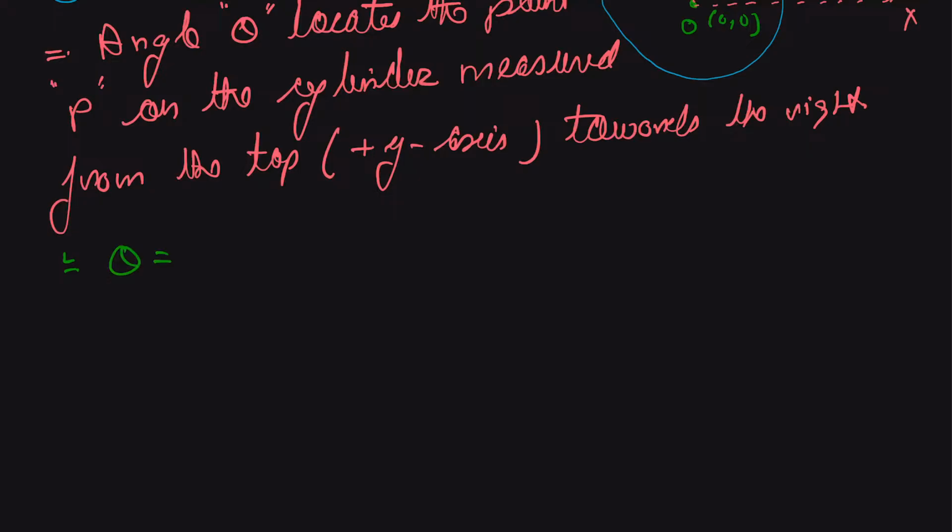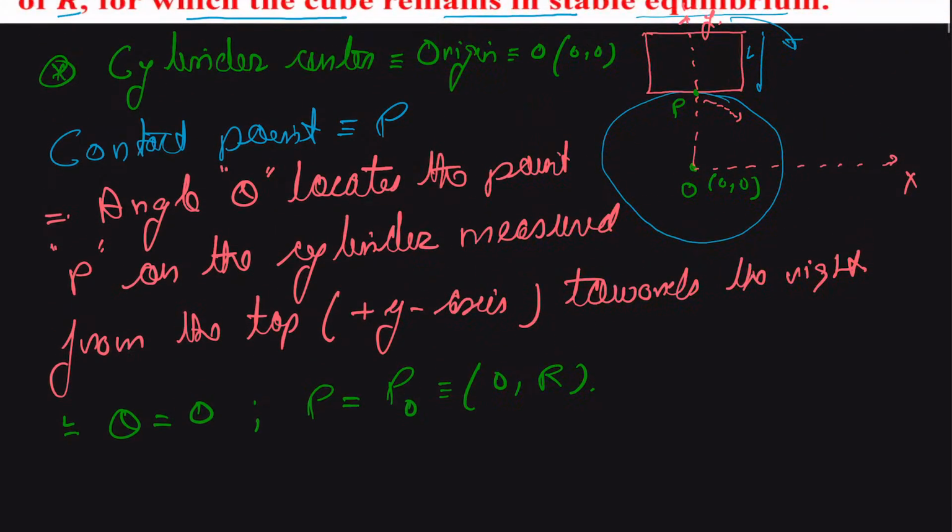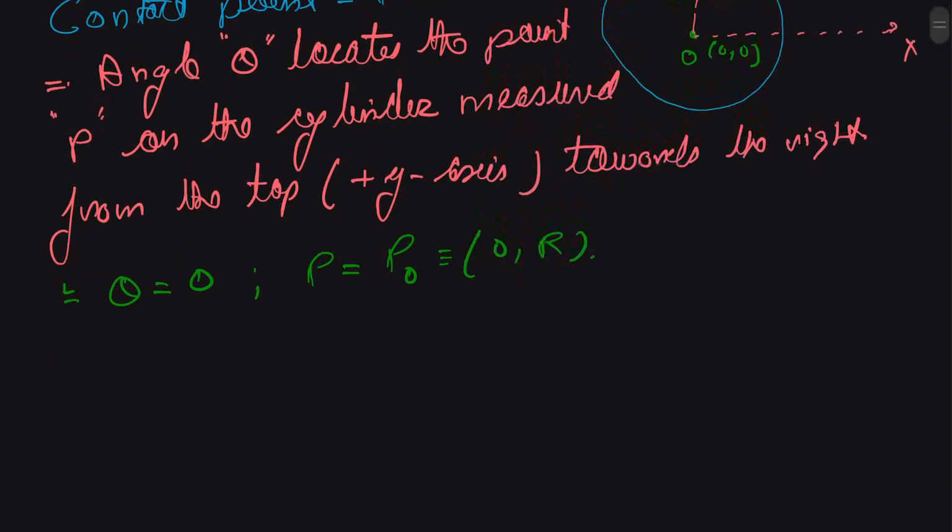So if the value of theta is equal to 0, it means our point P, we can call this P naught, is at the topmost, and the coordinate of P naught will be equal to 0 comma r. Okay. So when this angle theta is equal to 0, we call this point P naught, and its coordinate will be given as 0 comma r.